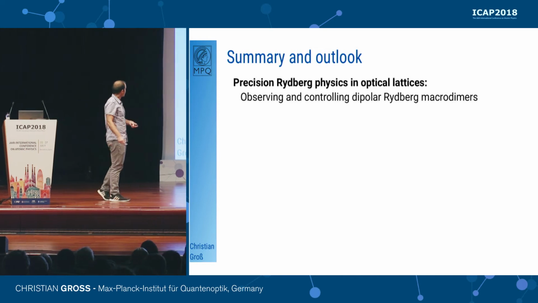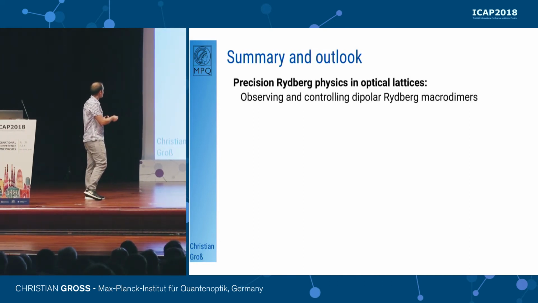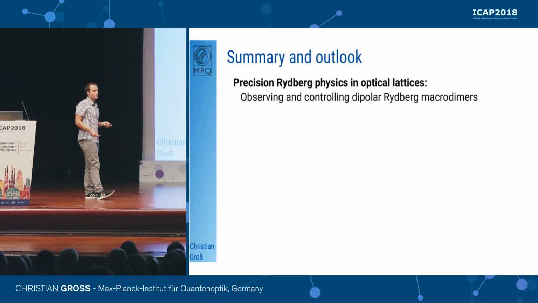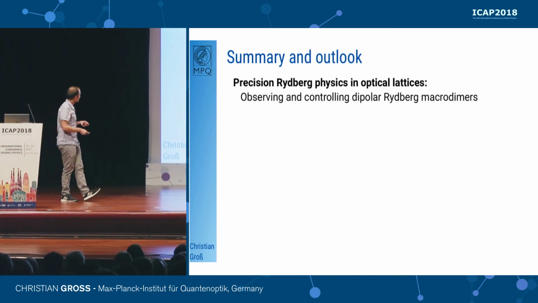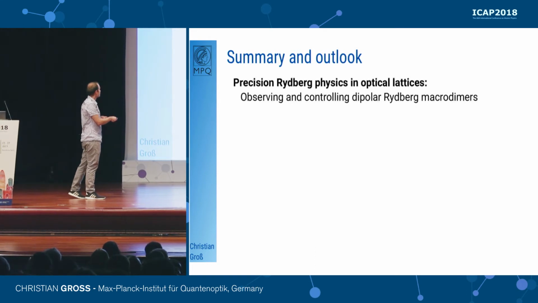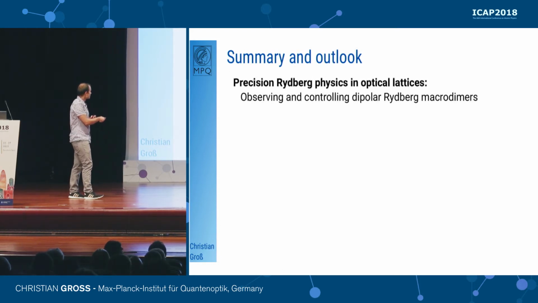I want to finish with the summary and outlook. So I hope I convinced you that ground-state atoms in optical lattices might actually be interesting for more than, let's say, just quantum simulation, and actually also interesting for few-body physics. And I've shown you an example where we basically observed and controlled dipolar Rydberg macrodimers.